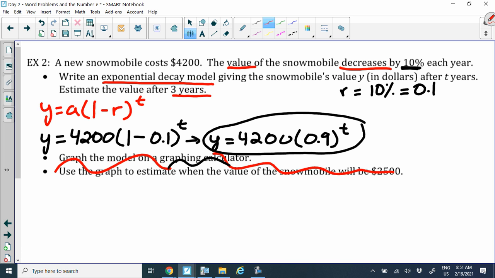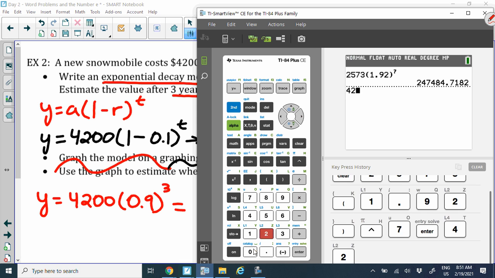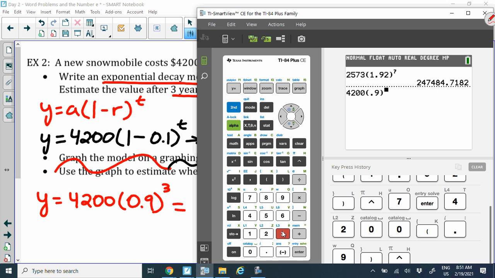So my 3 years, that's going to be my t value. So I'm going to use my decay model, the 4,200 times 0.9, and put the 3 there. So now, once again, I just use my calculator to find the answer here. So I have 4,200 and then 0.9 to the 3rd. And it's now about 3,061 and 80 cents. So we do have decimals because, you know, this is money. It's fine to have decimals.